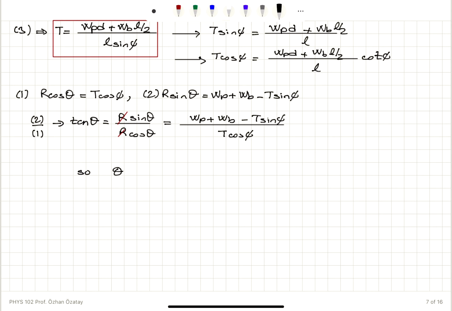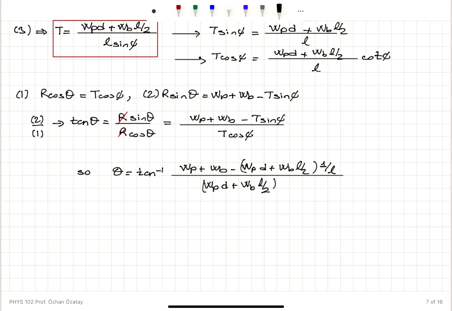Therefore, I obtain the angle theta as tangent inverse of WP plus WB minus, for t sine phi, I substitute this equation, WP D plus WB L over 2 multiplied by 1 over L. And for t cosine phi, I substitute this result, WP D plus WB L over 2 multiplied with cotangent phi over L.